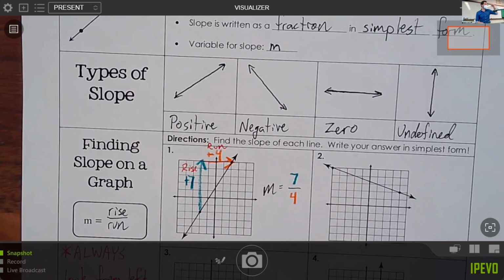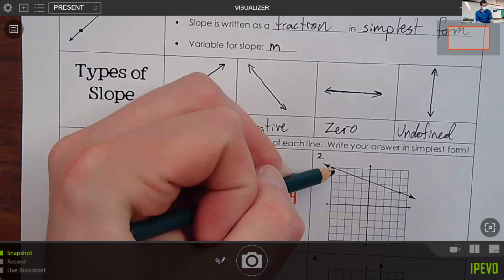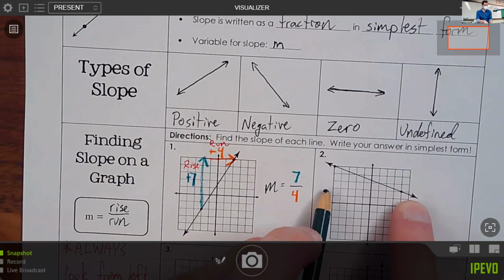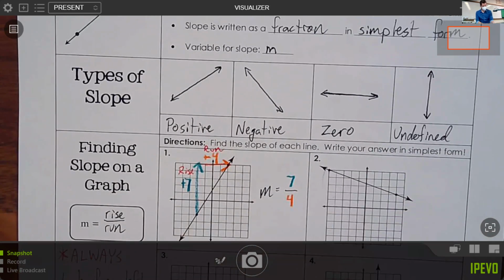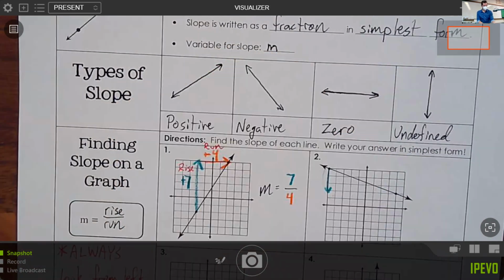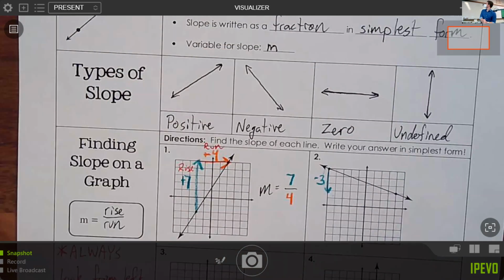So again, we need to go with the vertical change first. So from here, straight down, how far down do we have to go to get to the same horizontal distance from this point? How far down are we going? 3 spaces, good. So it's down 3 spaces, which means we're going to write a negative 3. So we have a rise of negative 3.